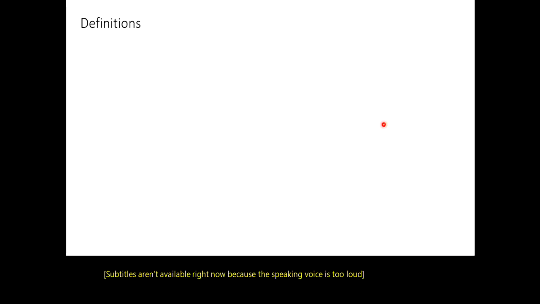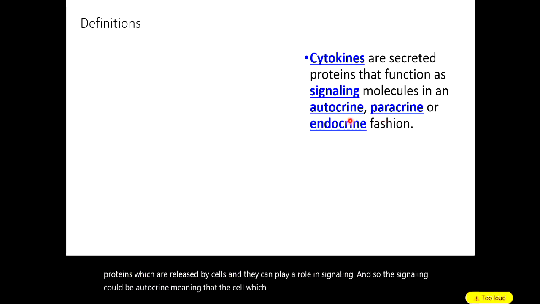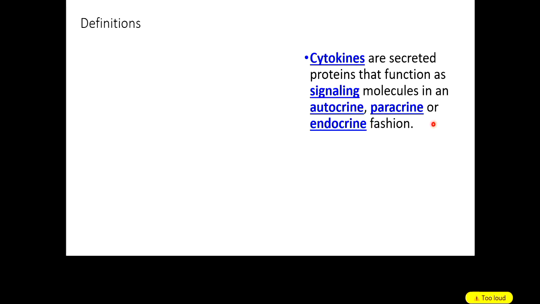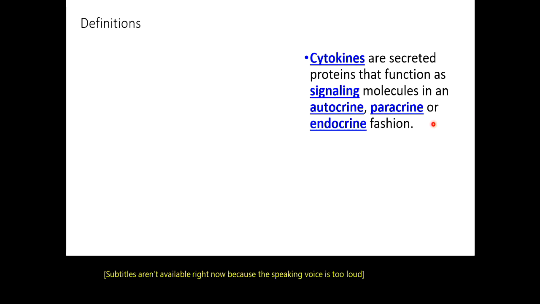Now the final definition I have for you is cytokines. I mentioned cytokines before, but these are proteins which are released by cells, and they can play a role in signaling, right? And so the signaling could be autocrine, meaning that the cell which released it, to that very same cell, this cytokine can bind. We'll see an example of that. You also have paracrine signaling, where it's sent to a close by proximity to bind to other cells, or it could be sent to a long distance by having the cytokines sent in the bloodstream, in an endocrine fashion.